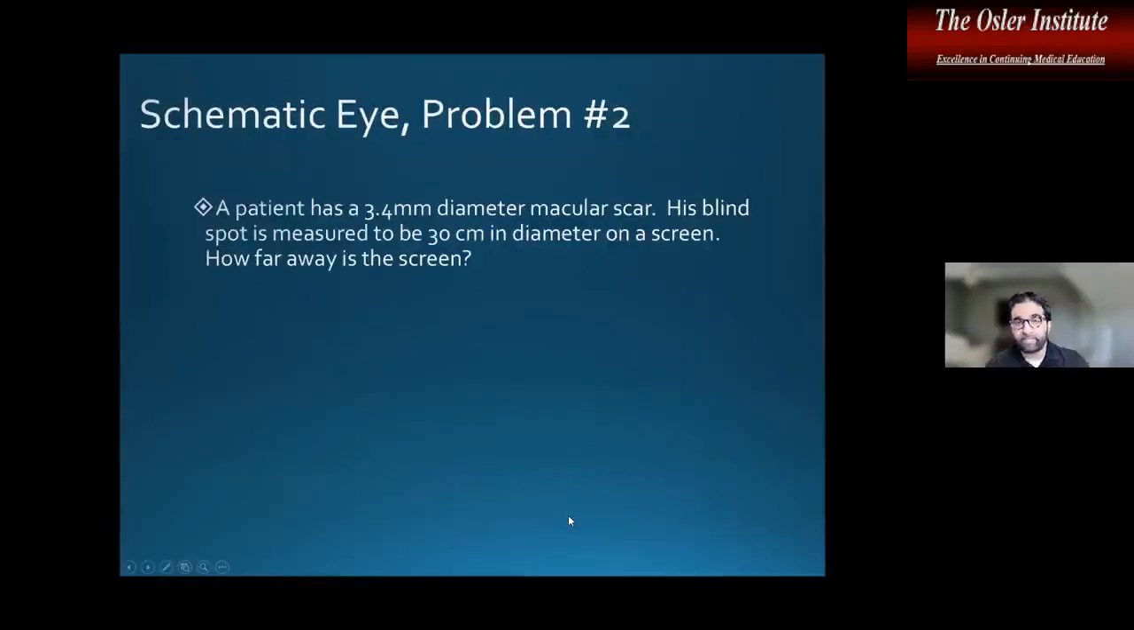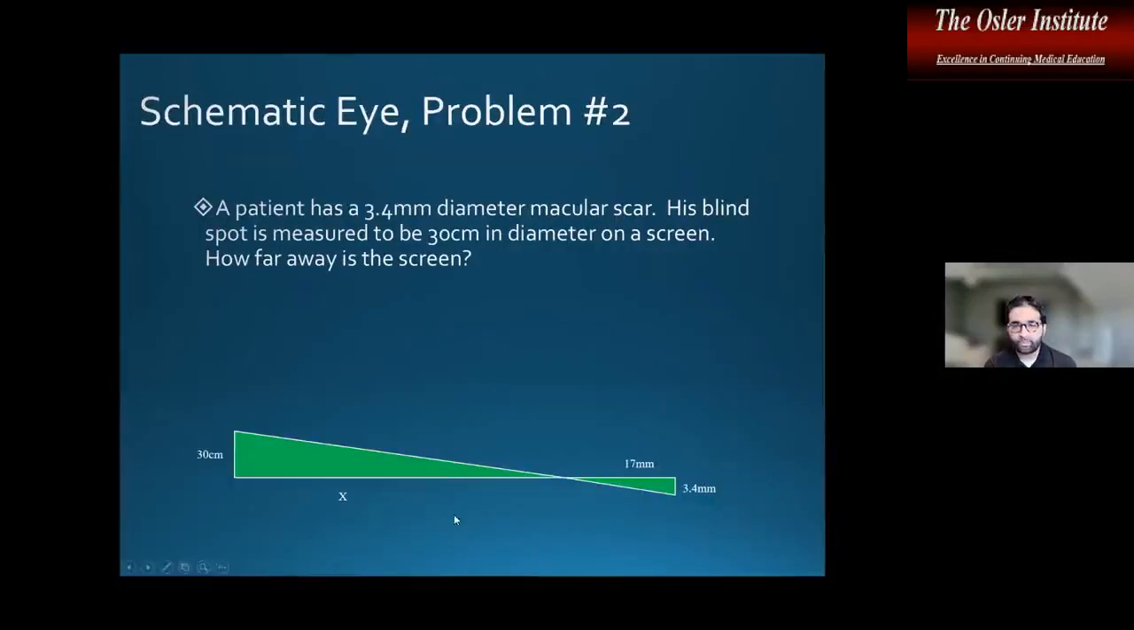Let's do another example. Patient has a 3.4 millimeter diameter macular scar, blind spot measured to be 30 centimeters in diameter on a screen. How far away is the screen? Again, always draw it out. Just draw this out to give yourself 10 seconds of time to think about what they're asking you to do. So they've given us this value. We already know this never changes. And they've given us this. Now they want us to solve for this.